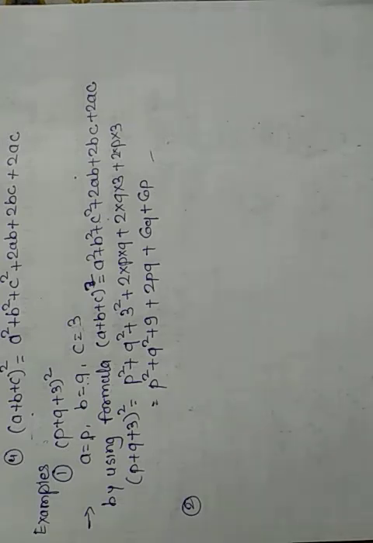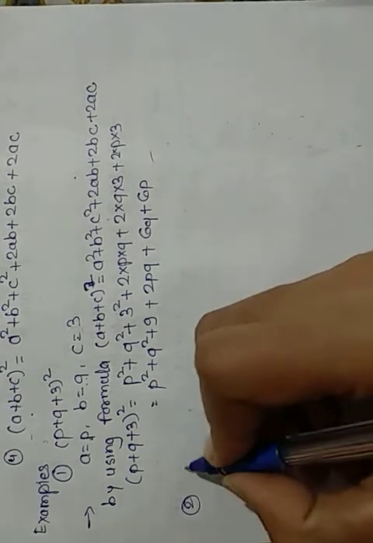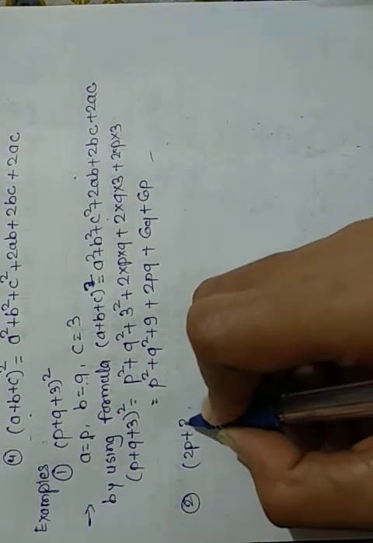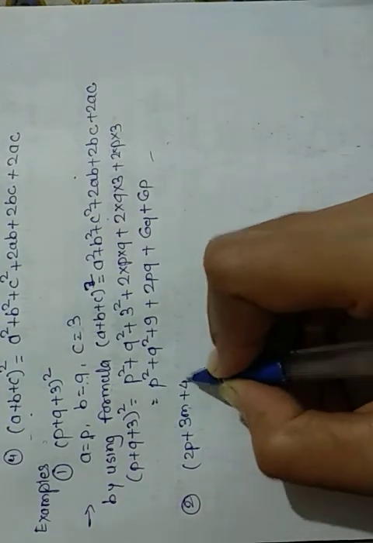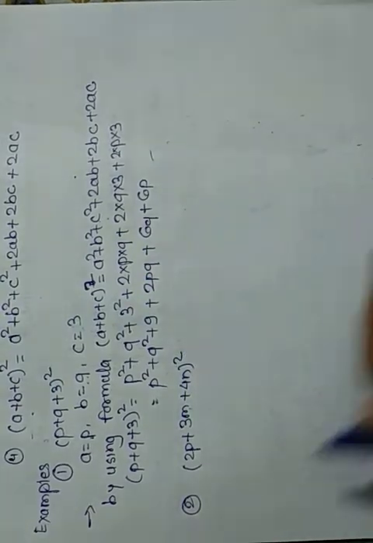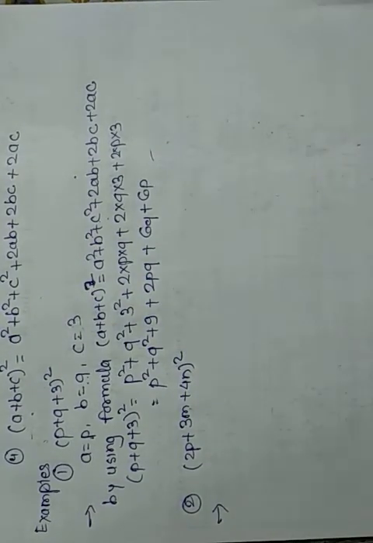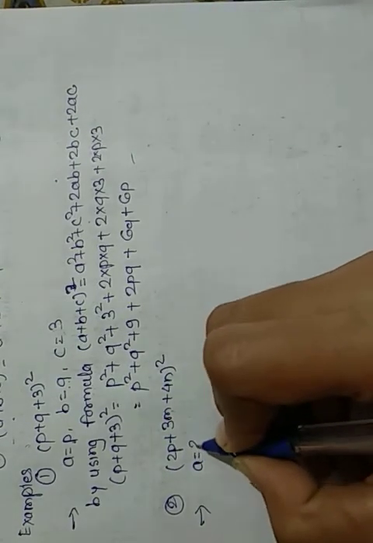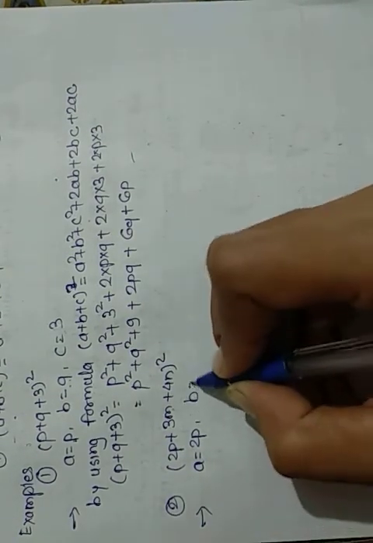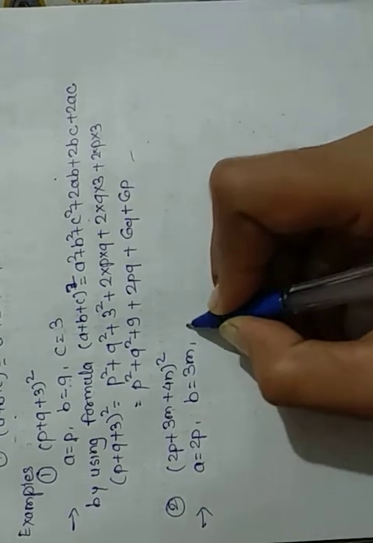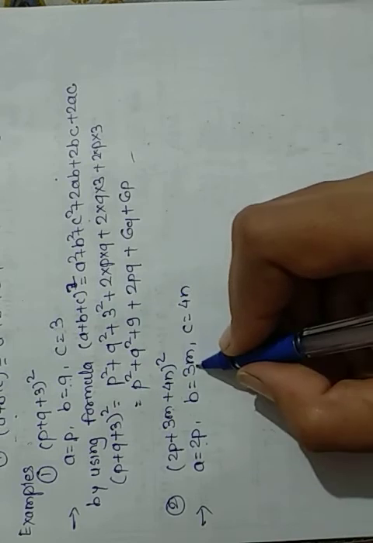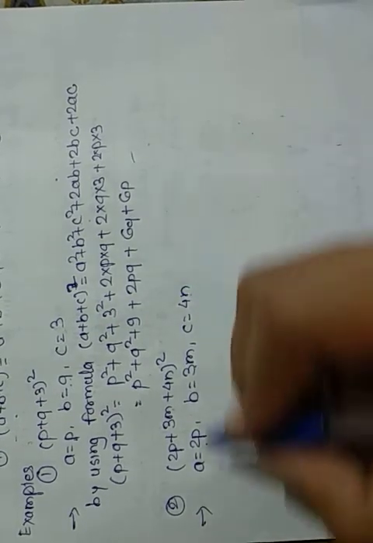Let's see one more example. (2p + 3m + 4n) bracket square. Here in this example, the value of a is 2p, value of b is 3m and value of c is 4n. 2p, 3m and 4n.